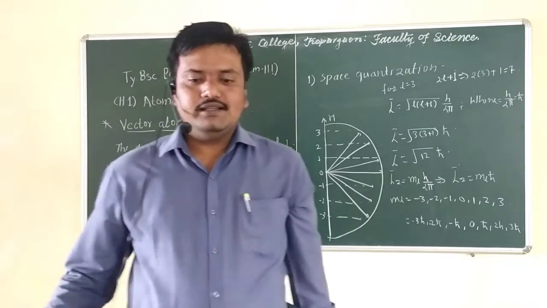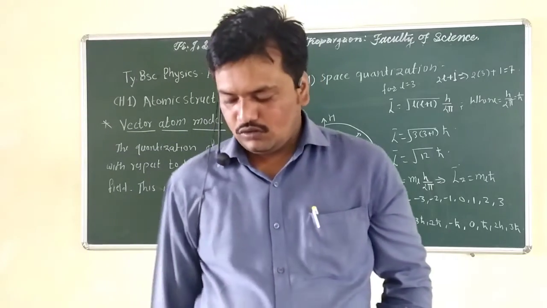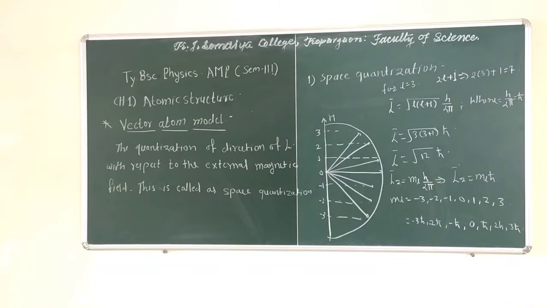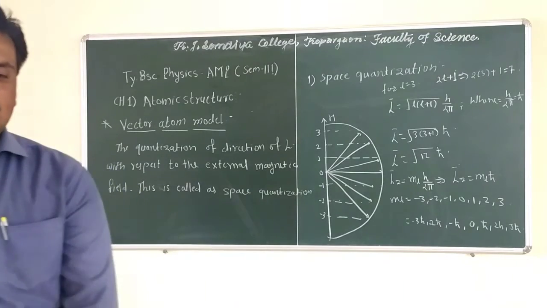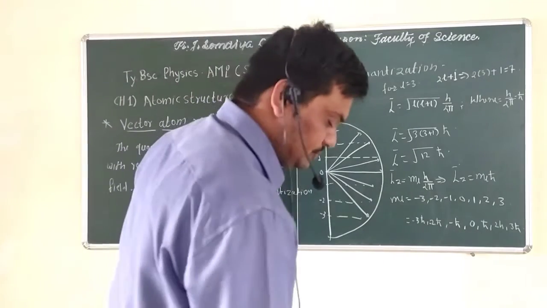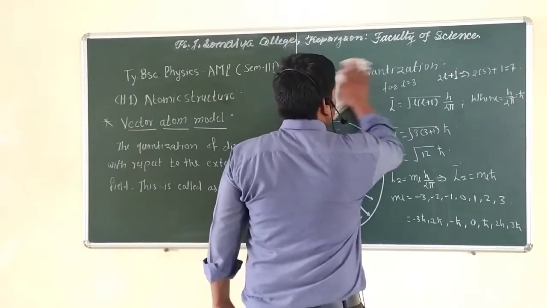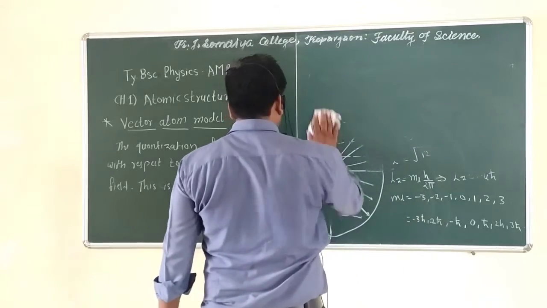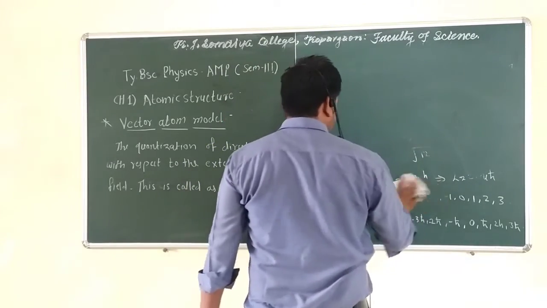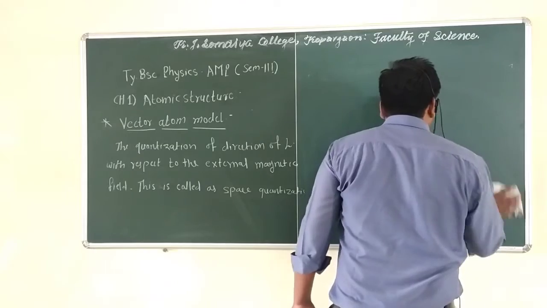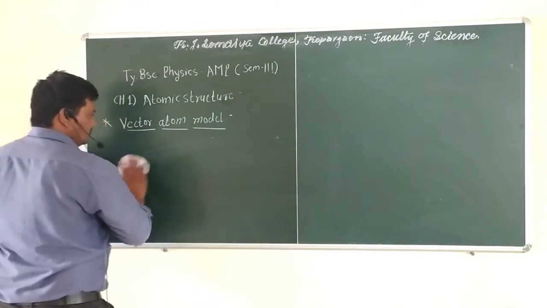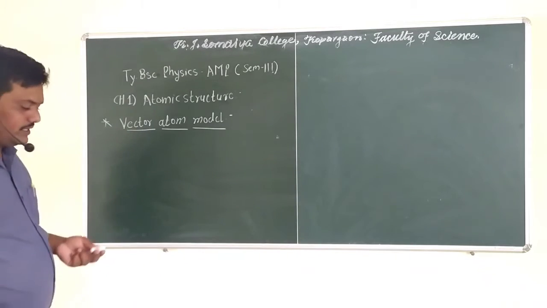So that is what is meant by the quantization of L bar with respect to the external magnetic field, which is called space quantization. So this is the first point of the vector atom model, space quantization, and it is complete. Now we want to see the next part, the second point, which is the concept of the spinning electron.